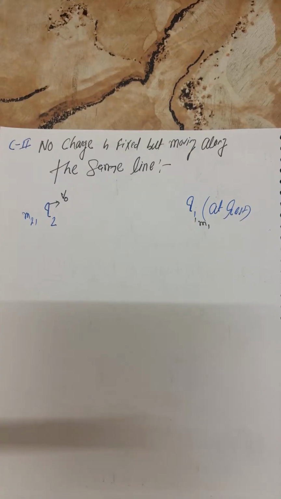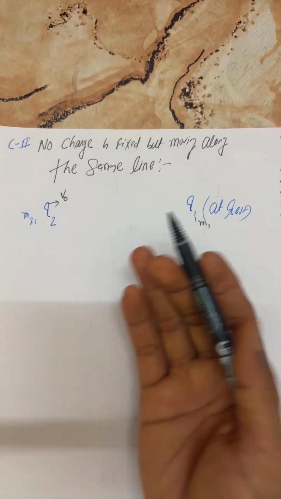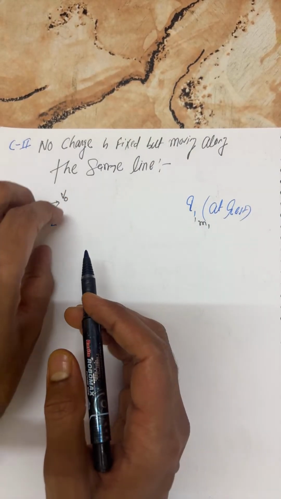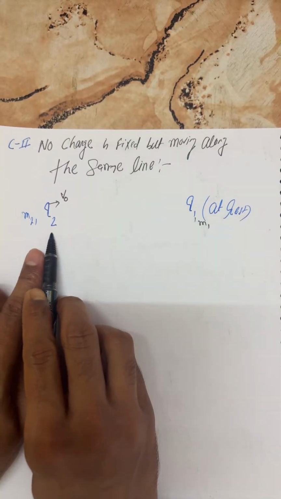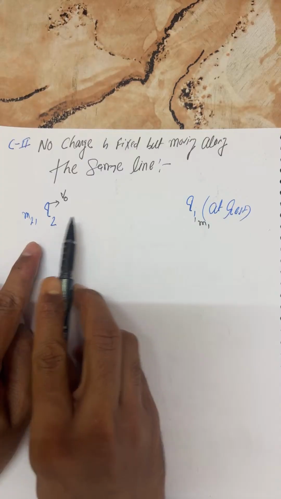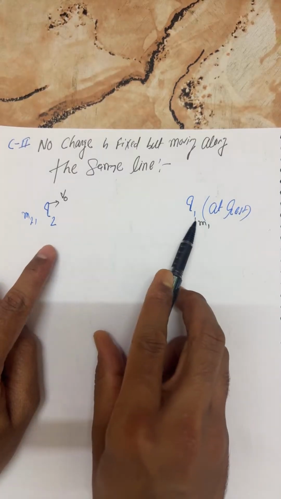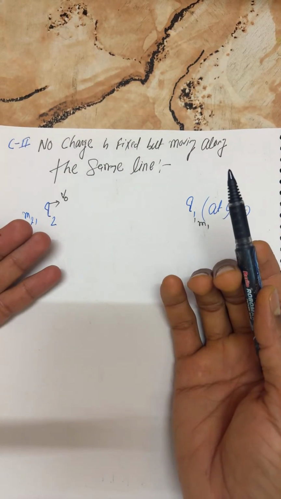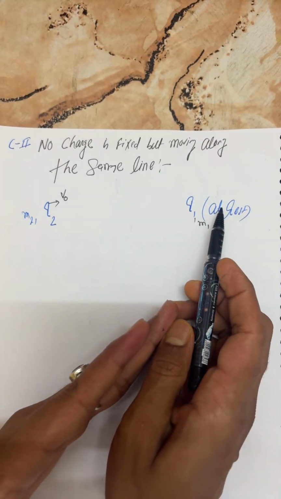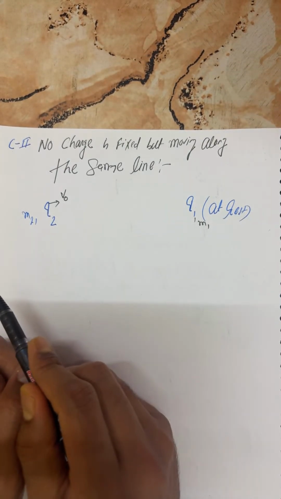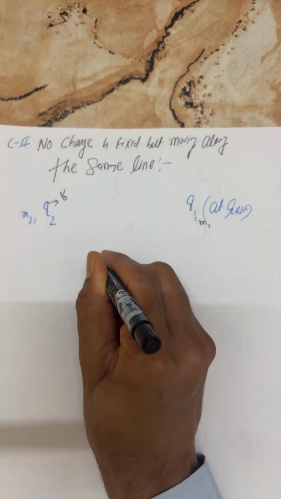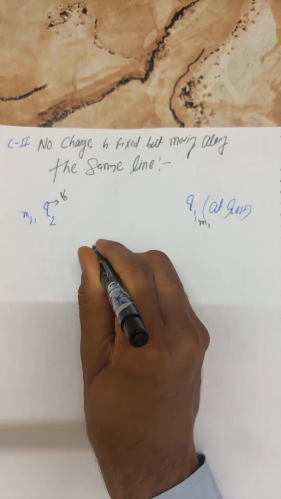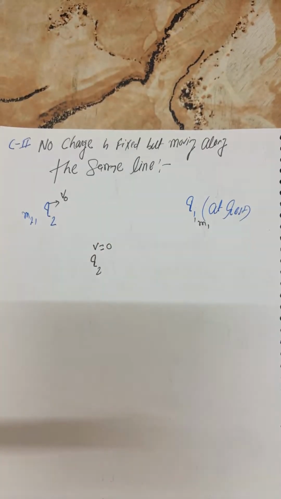This particle has acquired kinetic energy. Due to this kinetic energy, this particle will approach Q1, but practically it cannot go all the way to Q1, because both are like charges. So Q1 will repel Q2, and now I can say Q2 will become 0.